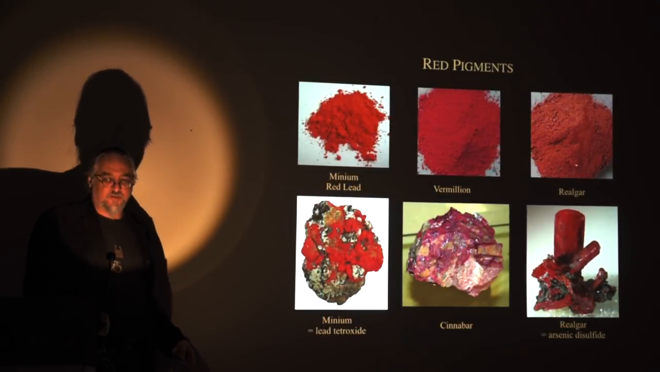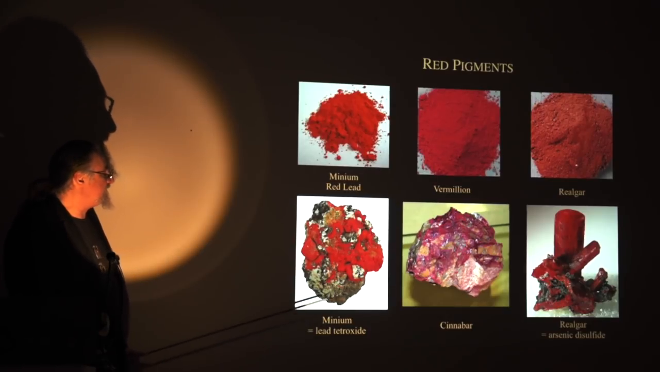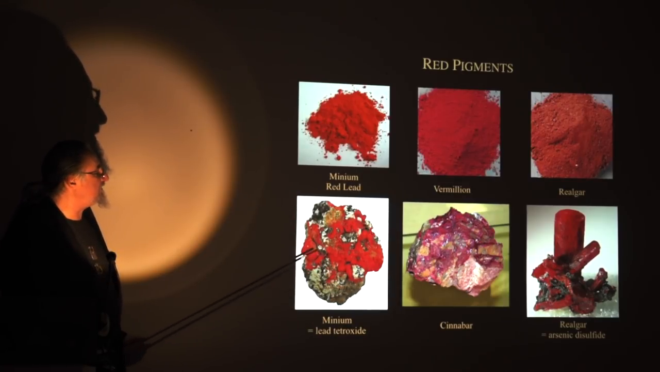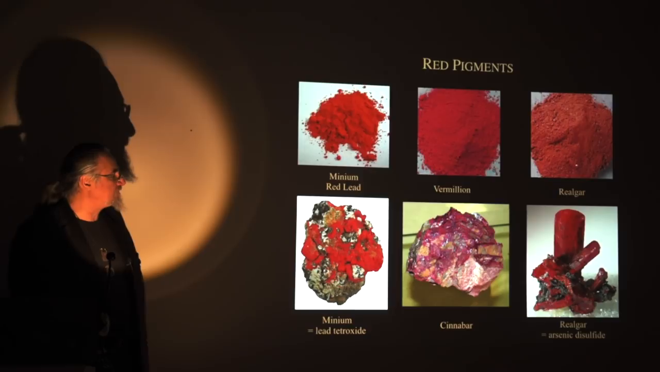Minium, we mentioned, comes from lead. It's a red lead. And if you find it, lead in its natural form in the galena rock, then you can see sometimes that it is naturally rusted into this reddish tone.